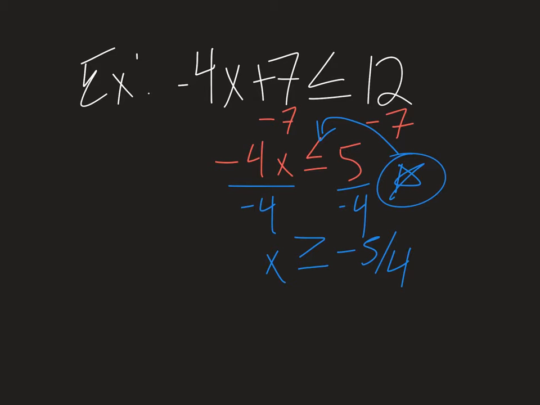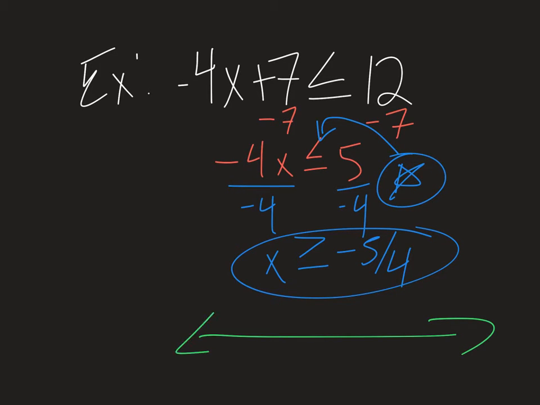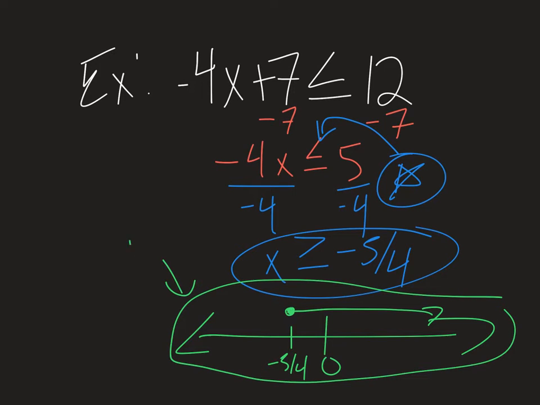This would be my solution set, and if I was asked to plot this on a number line, we would say, okay, here's 0, we're going to go to negative 5/4, and then we're going to put a solid dot there, and since x is greater than it, we're going to the right. And that would be an example of a plot for my solution set.